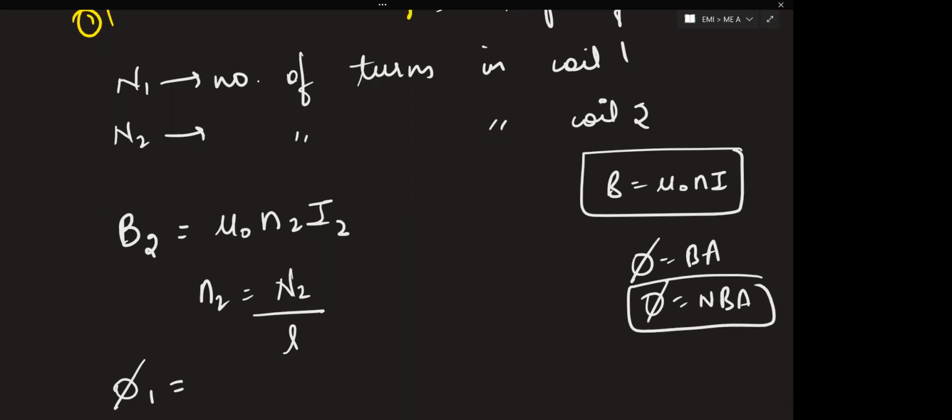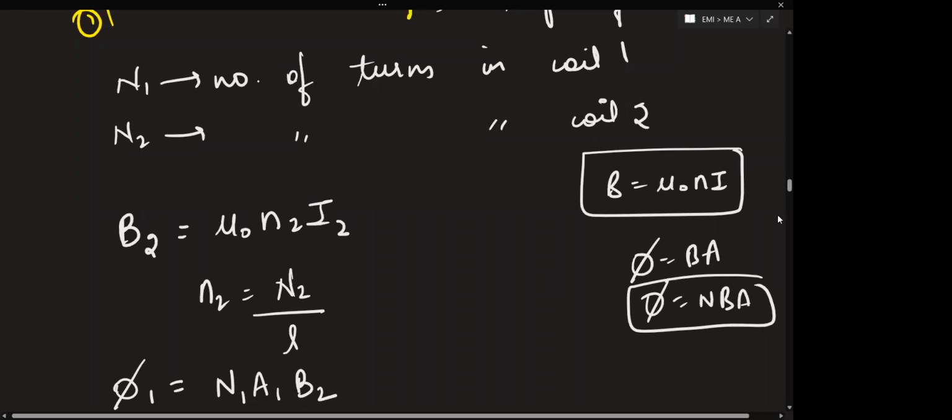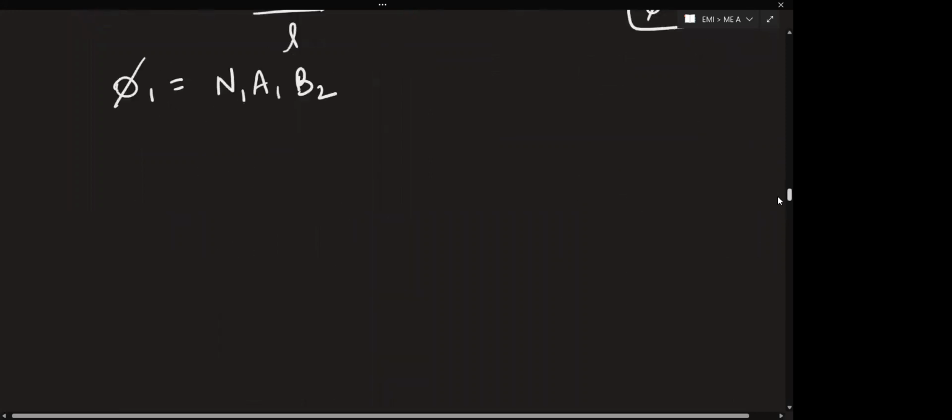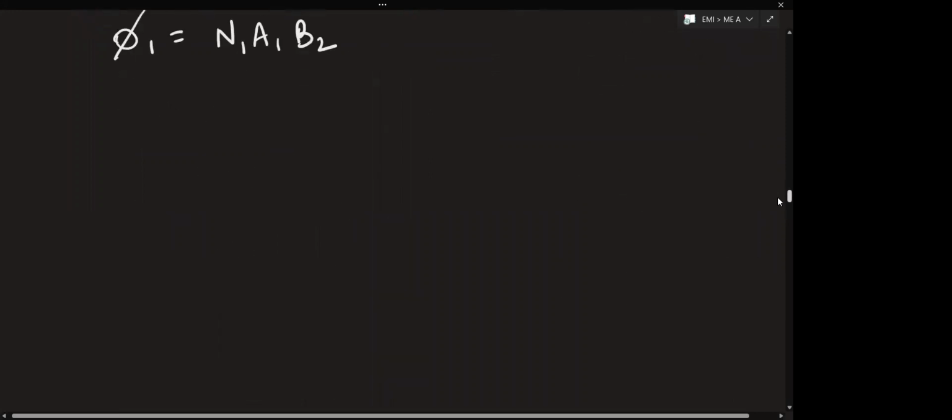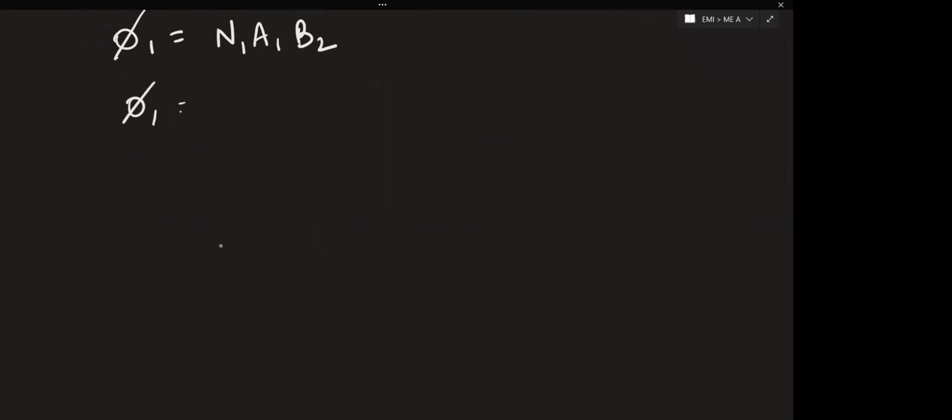So what will phi1 become? N1. Area will also be A1, but what about B? B will be B2 this time. So phi1 is equal to N1 A1 B2. Even if you put the value of B, this becomes N1 A1 mu naught N2 I2. Even if you wish to put it, you can put it.